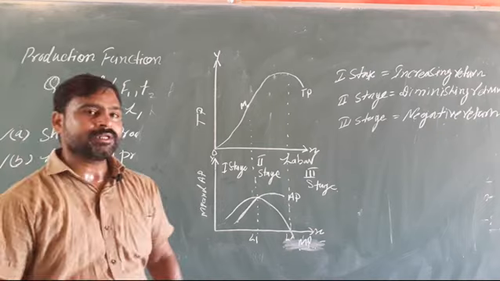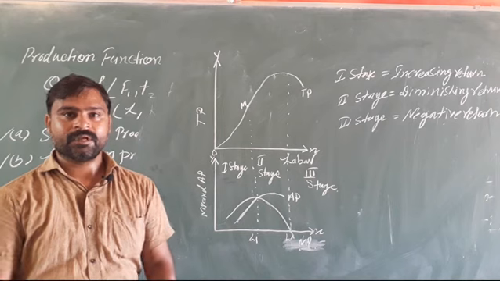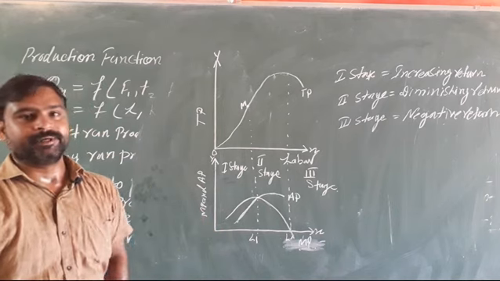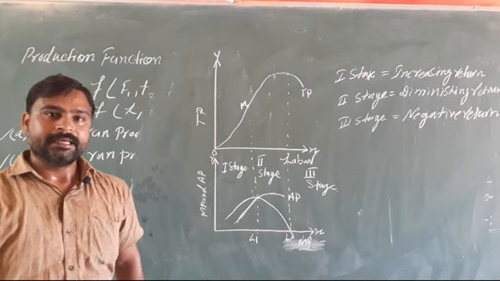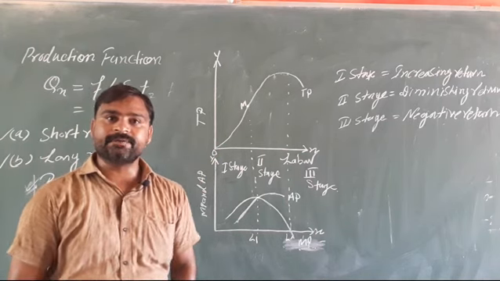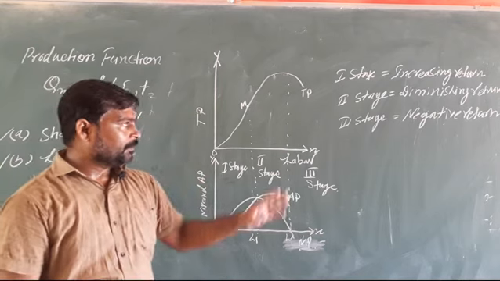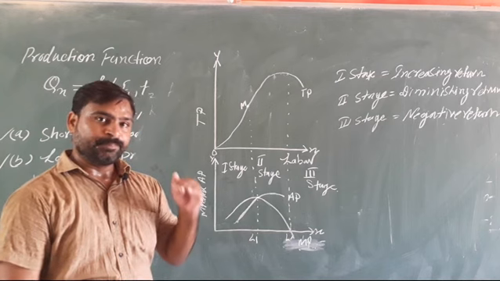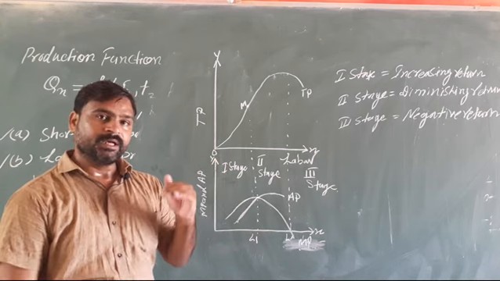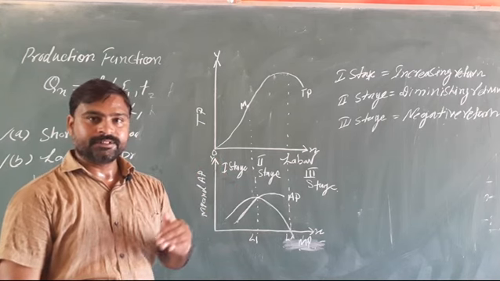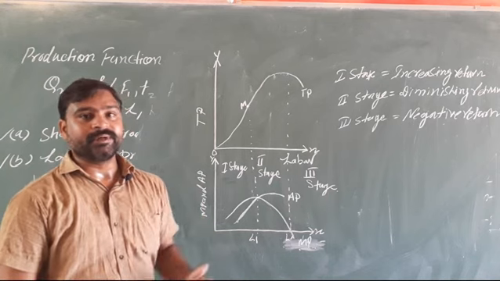Now we will talk about the reason behind increasing return, diminishing return, and negative return. Why is there an increasing return? First, an increase in the variable factor of production, labor, brings specialization in the organization. When labor increases, we provide work to the labor according to their skill and knowledge. It divides the work, it brings division of work. So it brings more productivity in the organization.